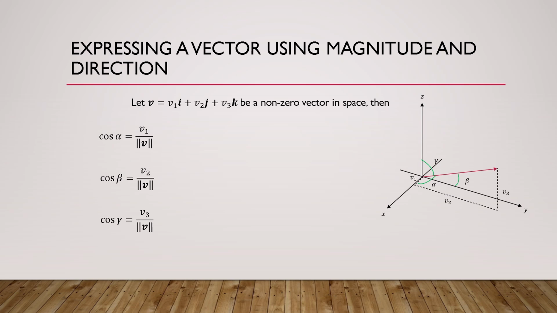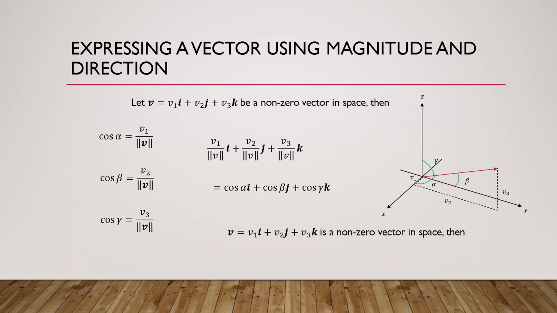We have previously established that the unit vector for any vector in space is equal to v1 over the magnitude of v i plus v2 over the magnitude of v j plus v3 over the magnitude of v k. We can then substitute the cosine values to get cosine alpha i plus cosine beta j plus cosine gamma k. From this, we conclude that if v = v1i + v2j + v3k is a non-zero vector in space, then v equals the magnitude of v times the quantity of cosine alpha i plus cosine beta j plus cosine gamma k.